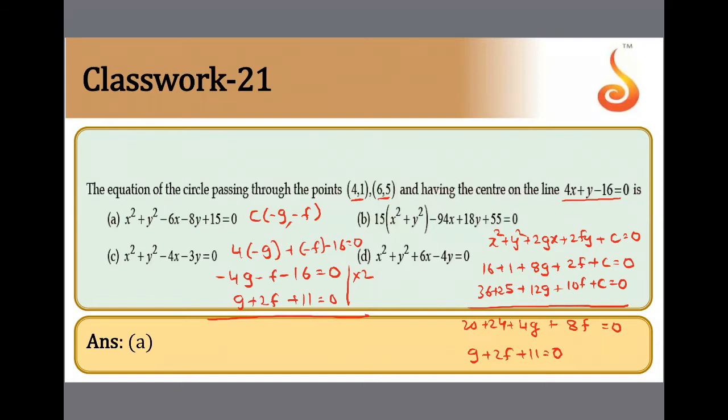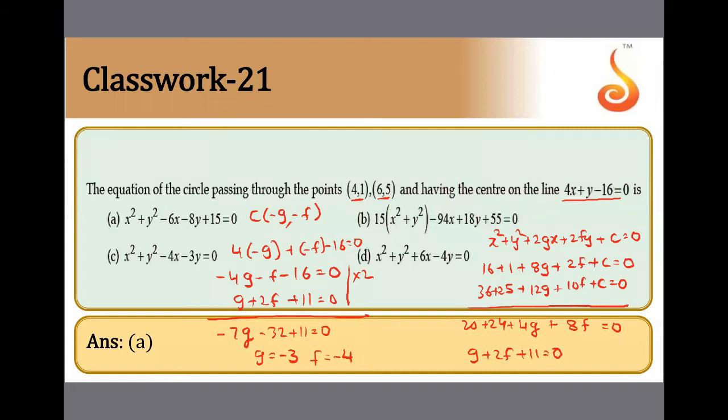Minus 2f plus 2f will cancel. Minus 8g plus g will give you minus 7g. Minus 16 plus 11... 32 minus 11 is how much? 21. So you get g is equal to minus 3. If g is equal to minus 3, then minus 4g means 12. 12 minus 16 will give you minus 4. So f is equal to minus 4.